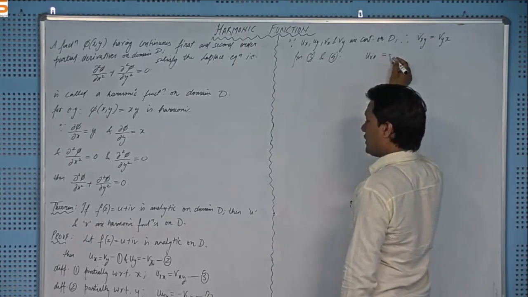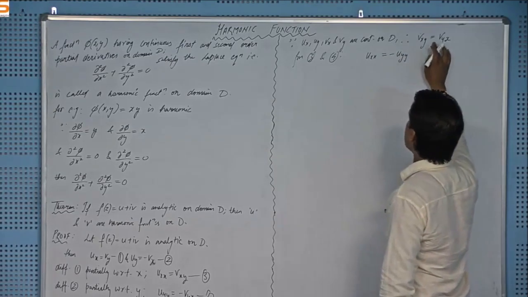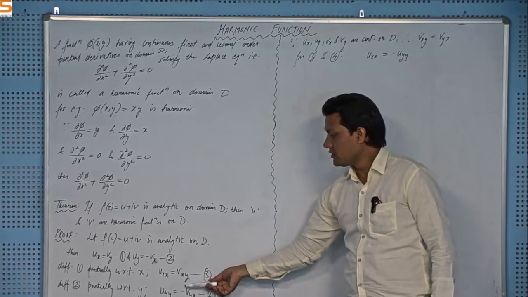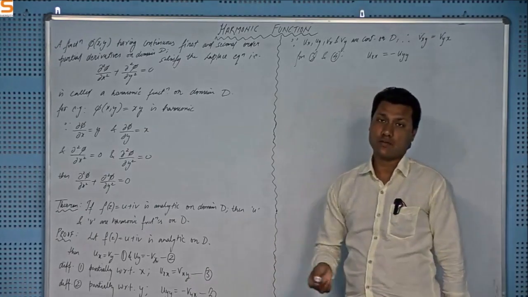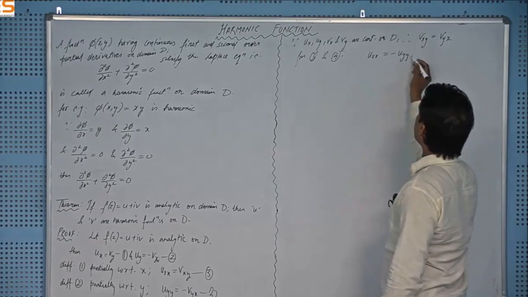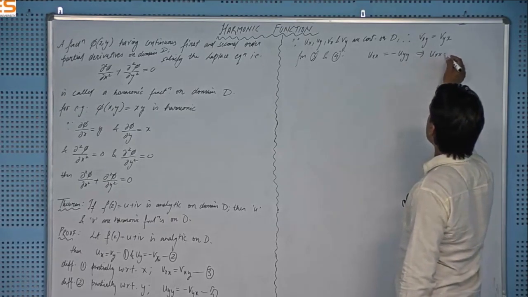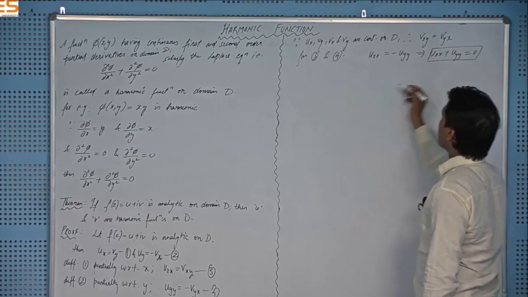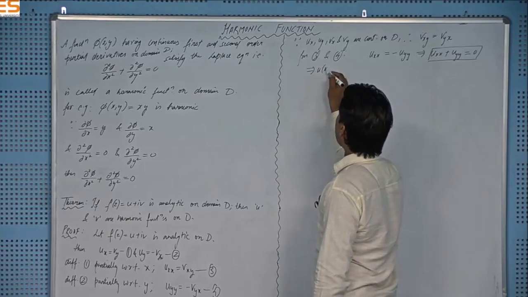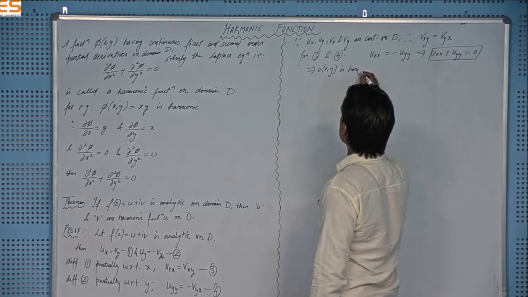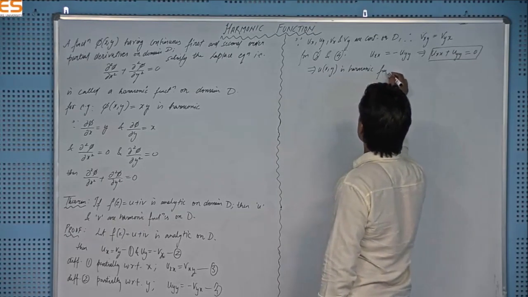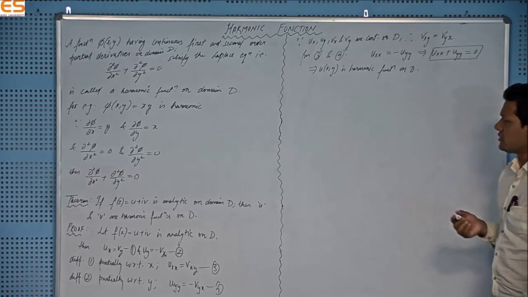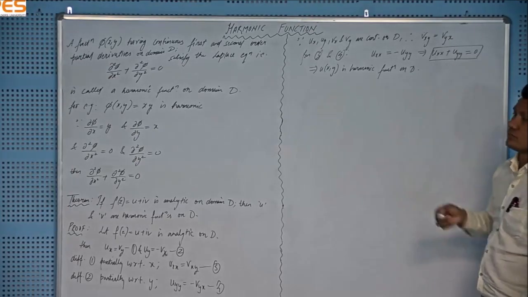From third and fourth, uxx should be equal to negative of uyy. If you assume that these mixed derivatives are equal, then uxx will be equal to negative of uyy, right? And that implies uxx plus uyy equal to 0, which implies that u is a harmonic function on domain D, right? And similarly, we can prove the result for v also.